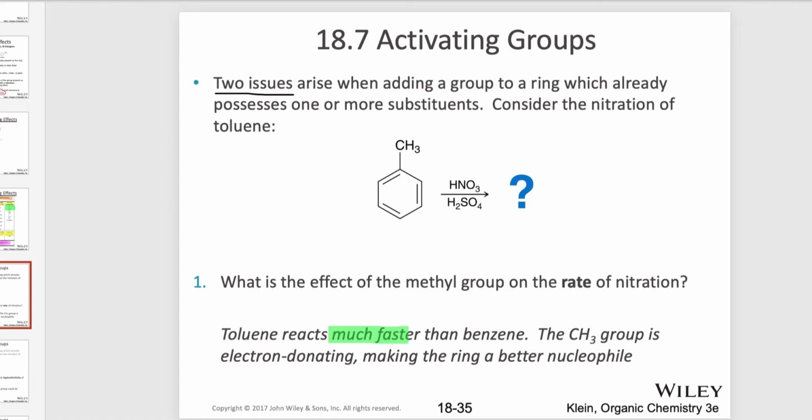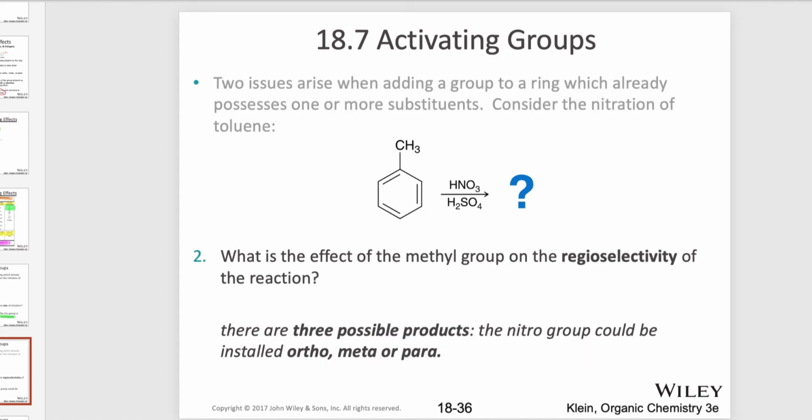Now here in this case, we would be adding a net NO2. We would replace one of the hydrogens with an NO2 group, a nitro group. So the CH3 group is electron donating, therefore it makes it a better nucleophile. Remember how we're using one of these double bonds to now form a new bond to our placeholder electrophile.